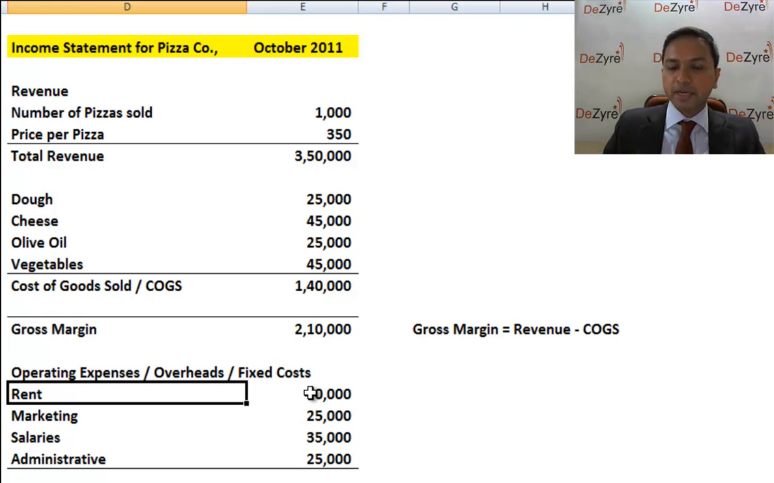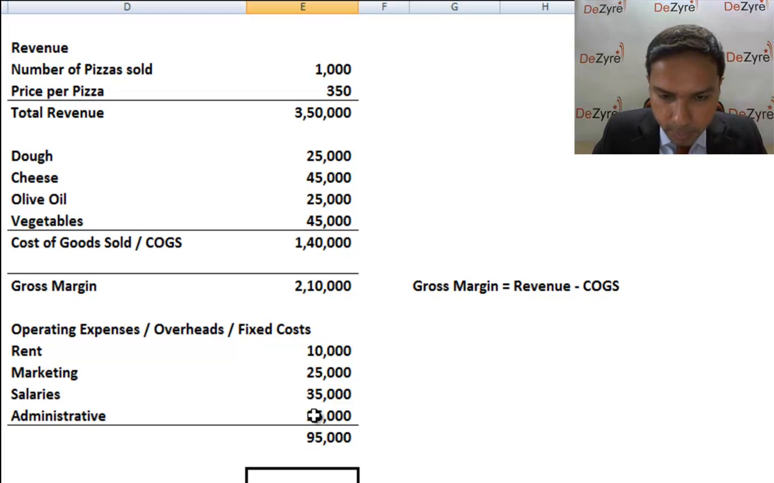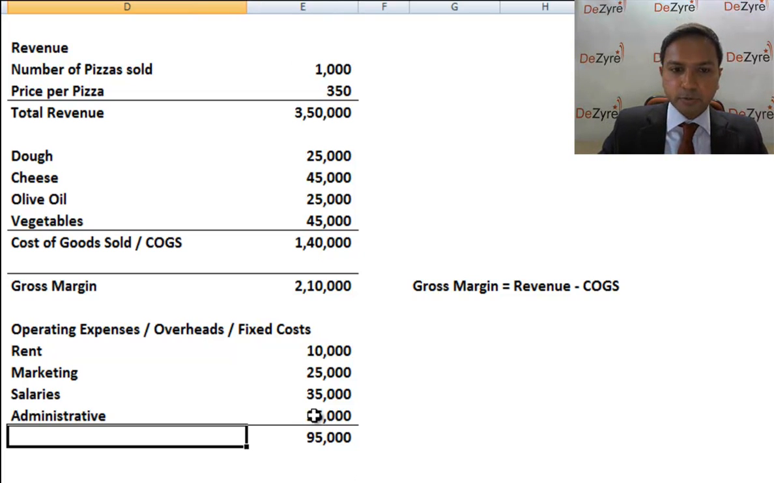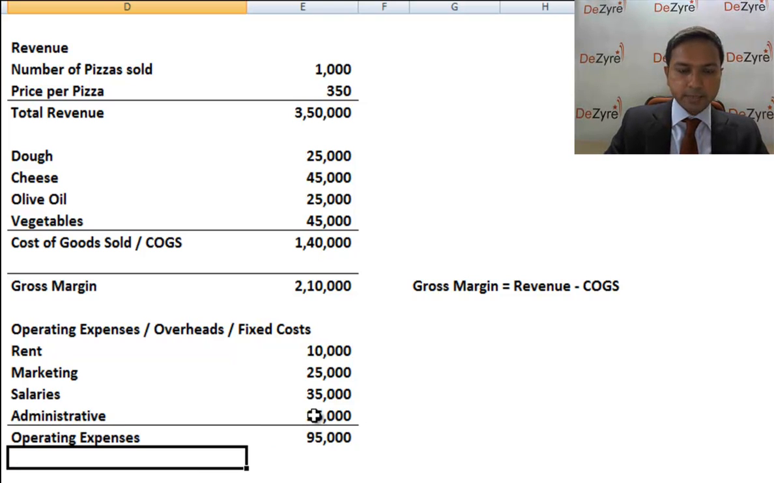You're still going to pay 10,000 rupees in rent if you sell 500 pizzas or 1,000 pizzas. This is a fixed number. You're still going to pay 35,000 rupees in salaries to your 5 employees, irrespective of how many pizzas you sell, which is why these are called fixed costs. Now let's look at what is your total fixed cost this month. It's 95,000 rupees, and that is your operating expenses.